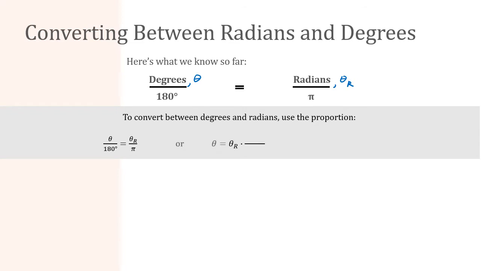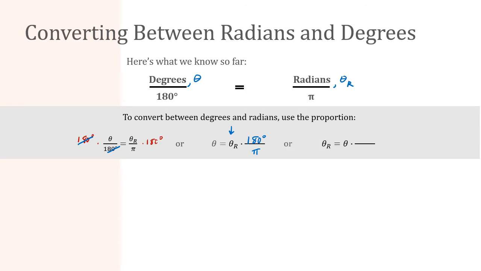If I solve the first proportion for theta, and I could do that by multiplying each side by 180 degrees, then I can say that theta is equal to theta sub r times 180 degrees over pi. So what that does for me is if I'm given an angle measure in radians and I want to convert it to degrees, then I'm going to multiply it by 180 degrees over pi.